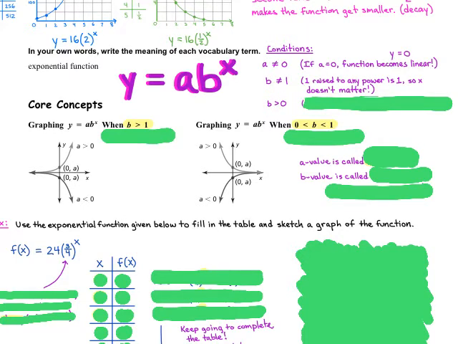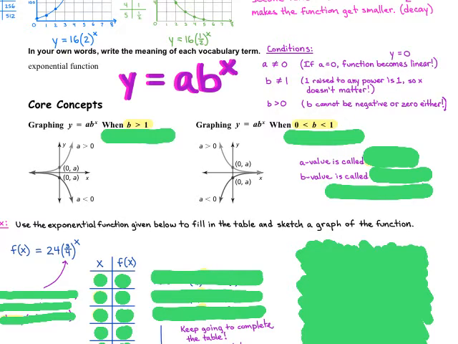And finally, b has to be greater than 0. b cannot be a negative number, and it can't be 0 either, because obviously 0 to any power is equal to 0. All right, and also, if b is negative, then we won't have a function. You just can't do it. You just got to make sure your b value here is always a positive number, but that's not 1, okay?